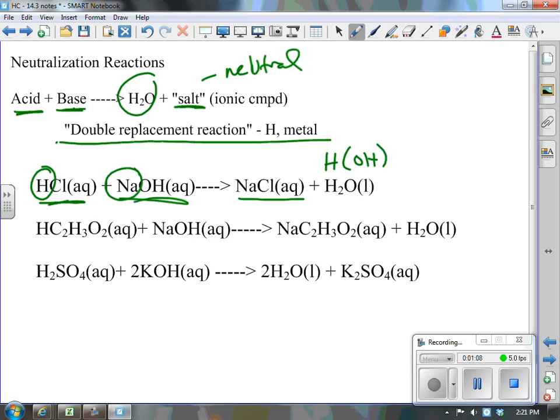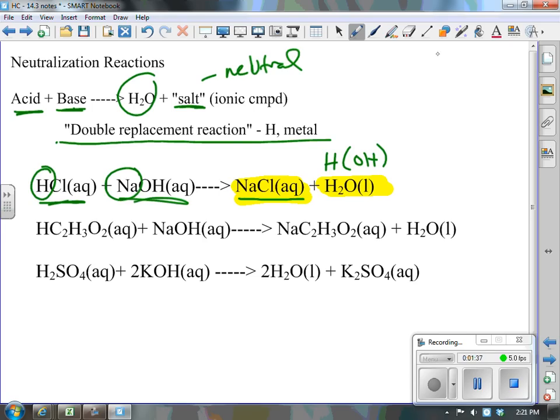Now, it's very important here. We're saying NaCl aqueous because we know it's soluble in water. And then we're saying H2O liquid. We're actually making more water than what we started with. Not necessarily going to see a change in volume because all the substances are there, we're not creating more mass, right? But with a rearrangement of atoms, we're creating different substances.